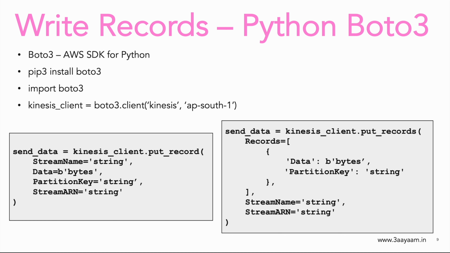Now, when I say business records, those are nothing but the actual records that you have. But for Kinesis, a single record would be considered when you make a single API call. So that's all about writing records to Kinesis data streams.